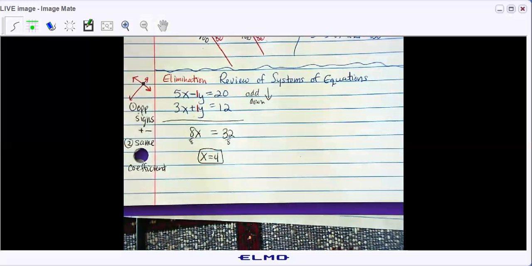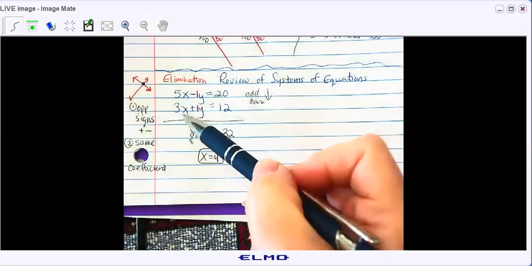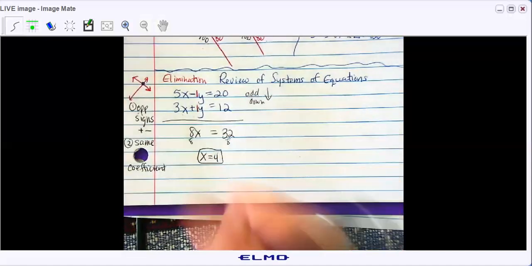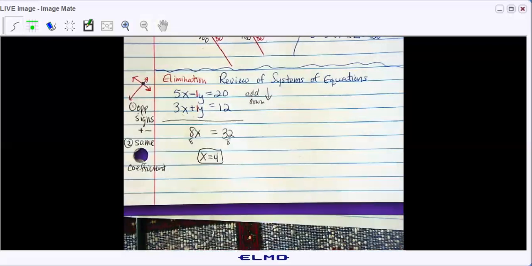Now, sometimes it got kind of tricky when you'd have to make the x's line up, but I'm not doing that to you. I just want kind of a basic, do you understand how to do it? Because these problems do come up once in a while.